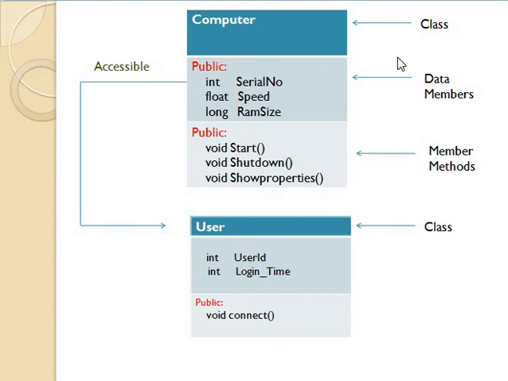Consider the figure shown in this slide. This figure consists of two classes, the class computer and the class user. Now consider the data members serial no, speed, and RAM size for the class named computer. They have been given the public access specifier. That's why these data members shall be accessible within their own class computer as well as to the outside class user.